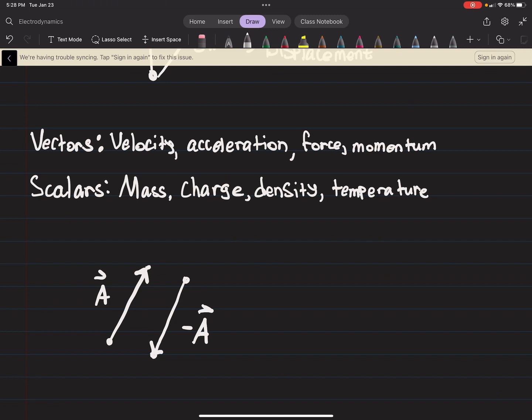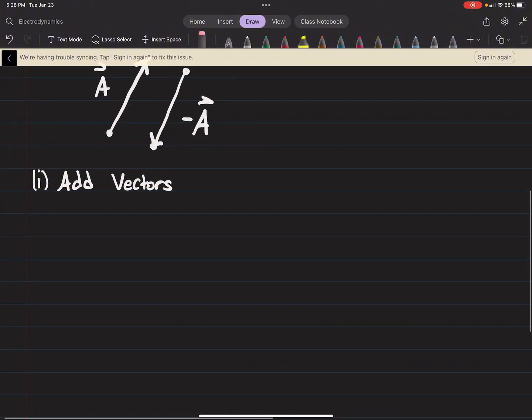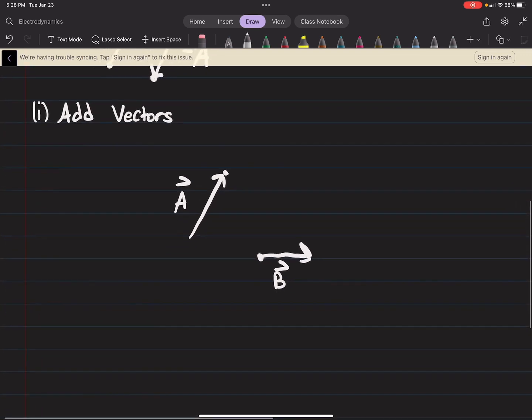Okay, all right, so now we need to talk a little bit about what we can do with vectors. Well, number one, you can just add vectors. The way you usually do this, if you have a vector A and then a vector B, is something called the tip-to-tail method. Essentially, you take the initial point of B and put it at the terminal point of A. So start by doing that.